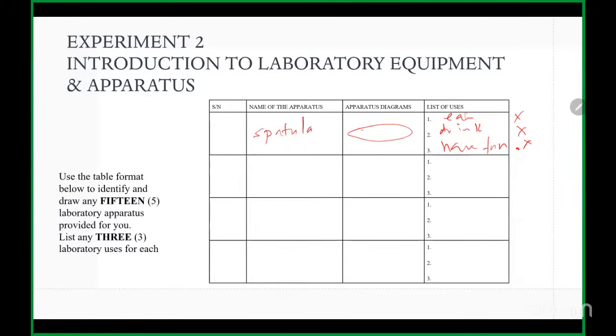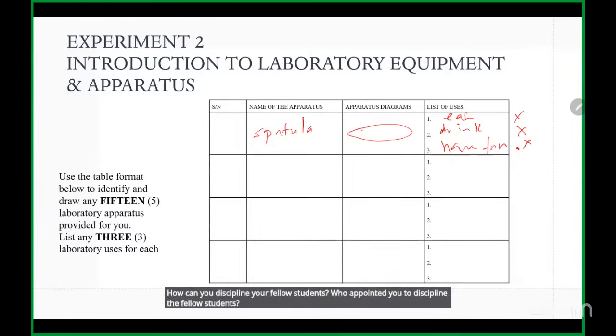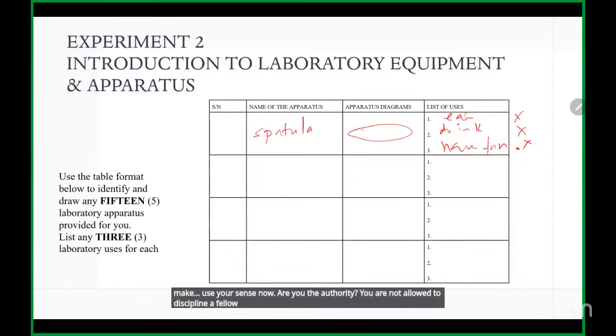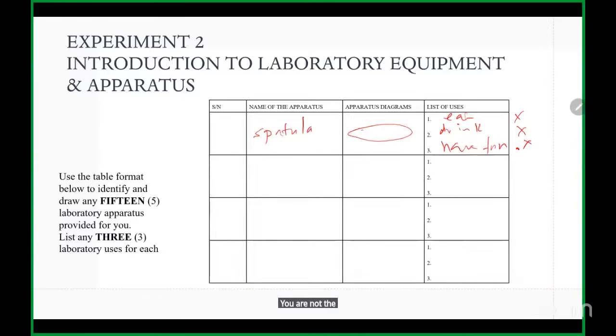How can you discipline your fellow students? Who appointed you to discipline the fellow students? Use your sense now. Are you the authority? You are not allowed to discipline a fellow student, please. You are not the authority.